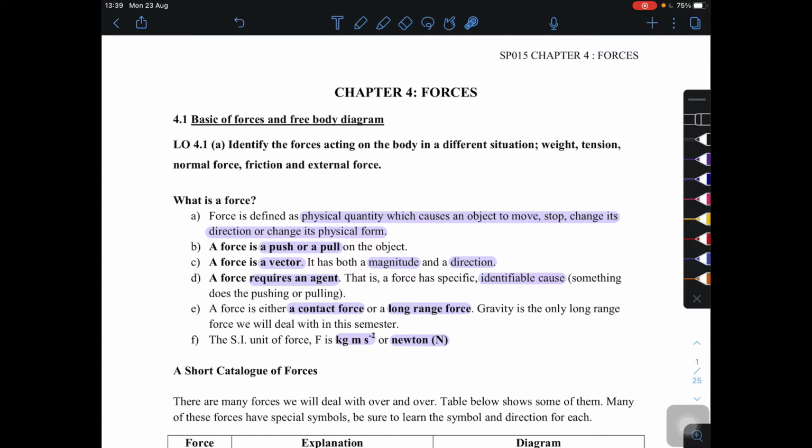Okay, force can either be a contact force or a long range force. So dalam syllabus kamu, long range force ni hanya ada satu, which is gravitational force. Dan contact force ni kita akan tengok in detail later. And the next one, SI unit for the force is kg meter per second square or Newton. So kedua-dua unit ni kita boleh gunakan sebagai SI unit.